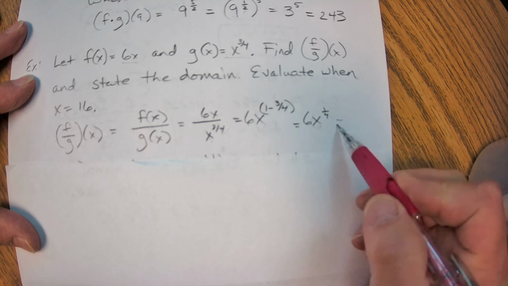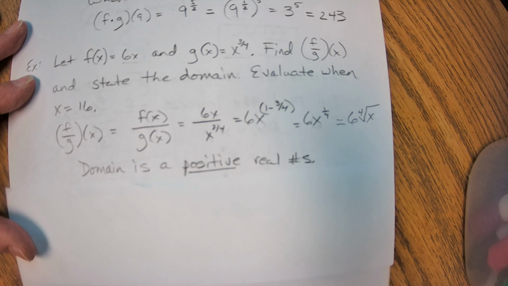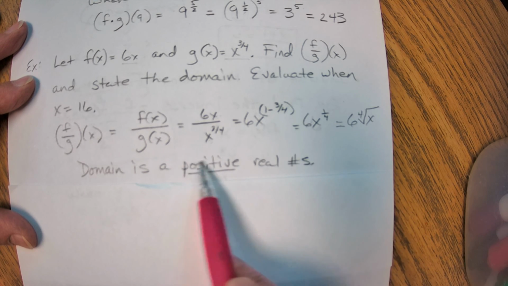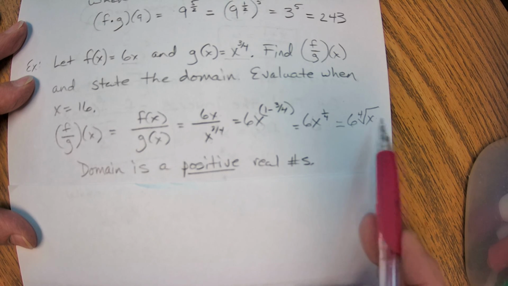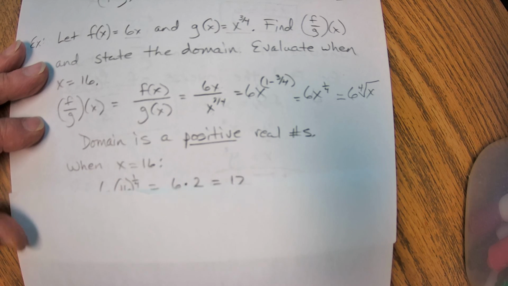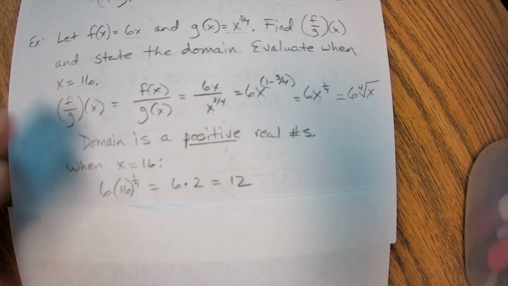You could also write that as 6 times the 4th root of x. The domain is positive real numbers. And when x is 16, the 4th root of 16 is 2. 6 times 2 is 12. And that is it for 5.5.